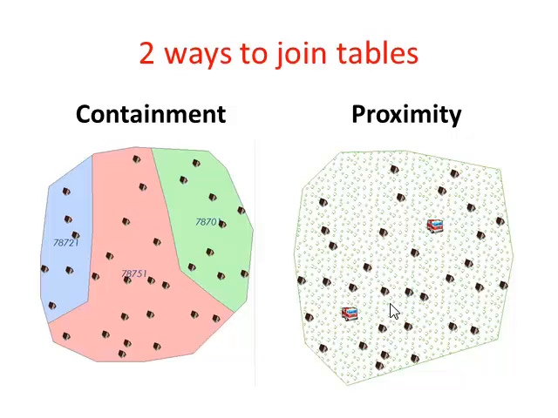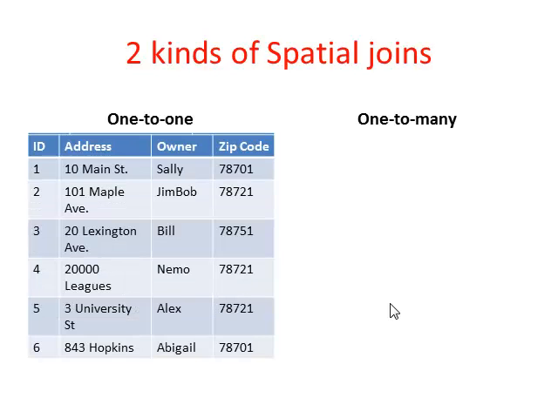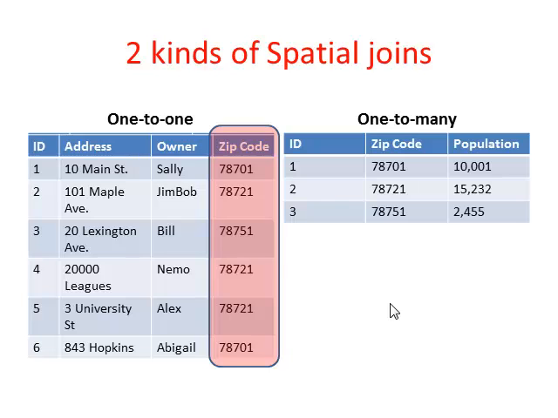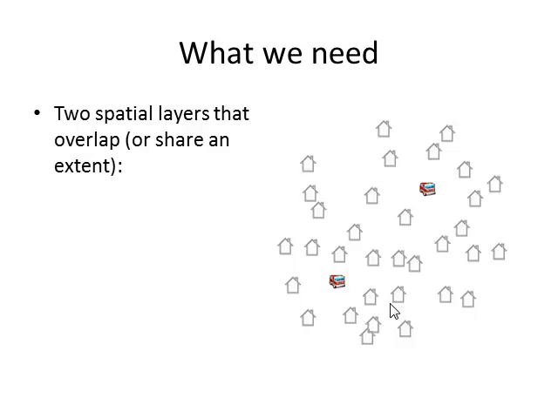Our spatial join operation can be a one-to-one or a one-to-many relationship. For example, if we join houses to zip codes, each house would now have information about what zip code it's in. This is a one-to-one join. But if we wanted to know the number of houses in the zip code, then we have a one-to-many relationship. Many houses are now summarized in the zip code table. To perform a spatial join, you'll need the following. Two spatial layers that overlap or share an extent, like houses and fire stations.